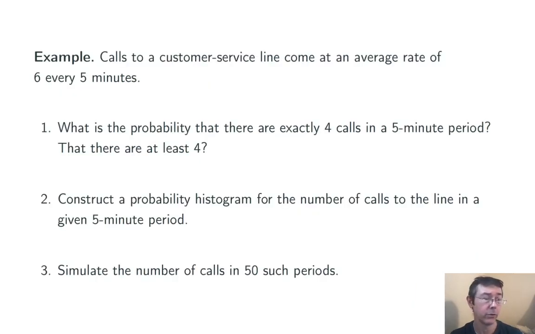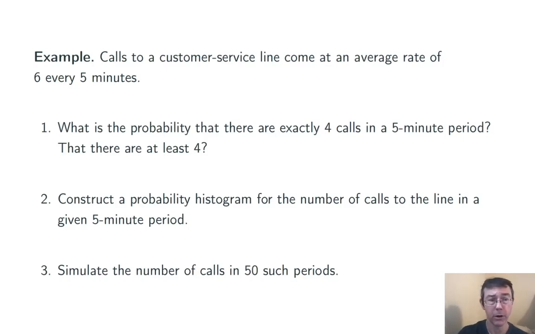Okay, let's do a few examples. In each case, we're going to consider the same situation: calls to a customer service line that come in at an average rate of 6 every 5 minutes. We're going to be dealing with the same interval of time throughout, 5 minutes, so we're dealing with lambda equals 6 throughout. First of all, what's the probability of getting exactly 4 calls in a 5-minute period, and the probability of getting at least 4 calls in that period?